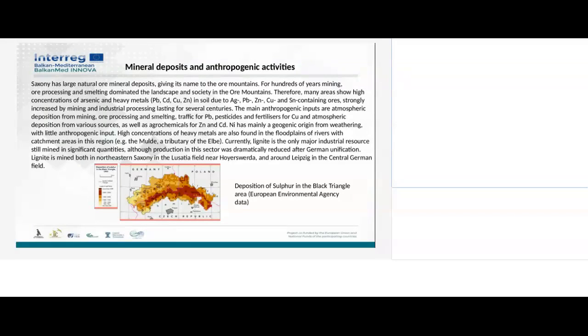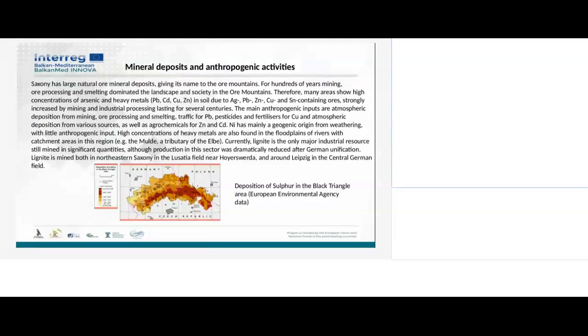Saxony has large natural ore mineral deposits, giving its name to the Ore Mountains. For hundreds of years, mining, ore processing, and smelting dominated the landscape and society in the Ore Mountains. Therefore, many areas show high concentrations of arsenic and heavy metals in soil, strongly increased by mining and industrial processing, which lasted for several centuries.